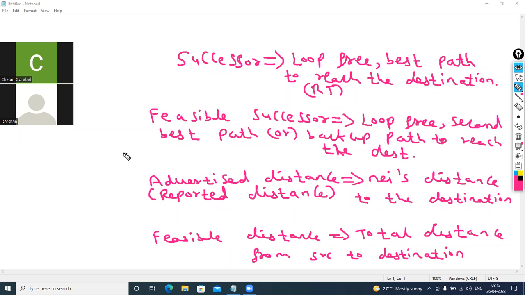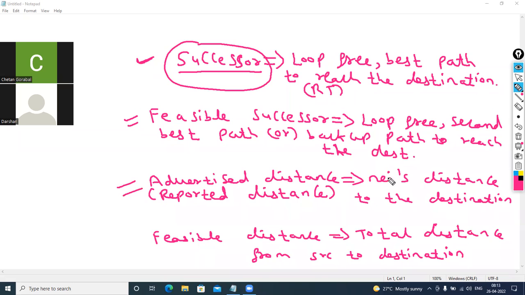So these things we discussed in the previous class. Now, if we talk about the successor, it is the primary path to reach the destination. Successor is present in your routing table. From the topology table, only the best path will be installed in your routing table. What about the feasible successor? It's a backup path. You will find it only in the topology table. You will not find the feasible successor or the backup path in your routing table. Only the best path, that is your successor, is installed in the routing table.